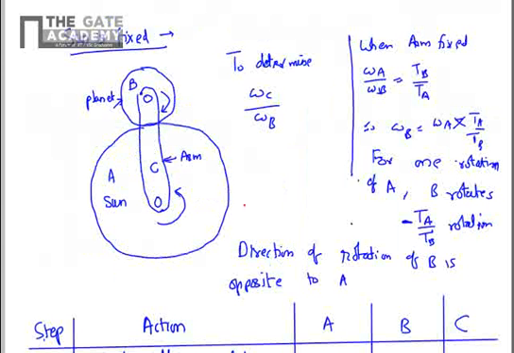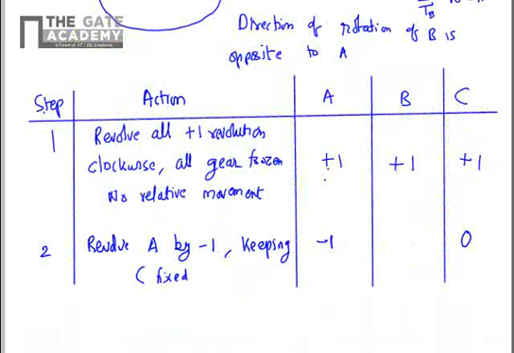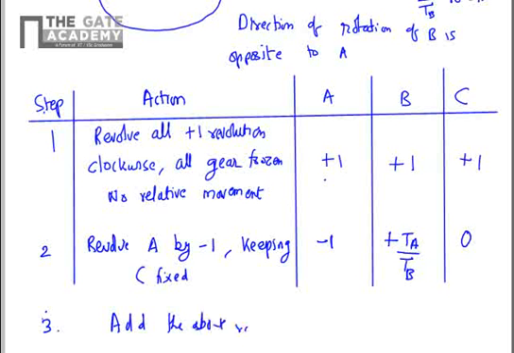And as we saw here, since the arm is fixed, the angular velocity ratio can be determined as such. For one revolution of A, B rotates minus TA by TB. So for -1 revolution of A, B will rotate plus TA by TB. So we'll put that value here, plus the number of teeth on A by the number of teeth on B. And now we come to the third step. In the third step, we will add the above rotations, so add steps 1 and 2.